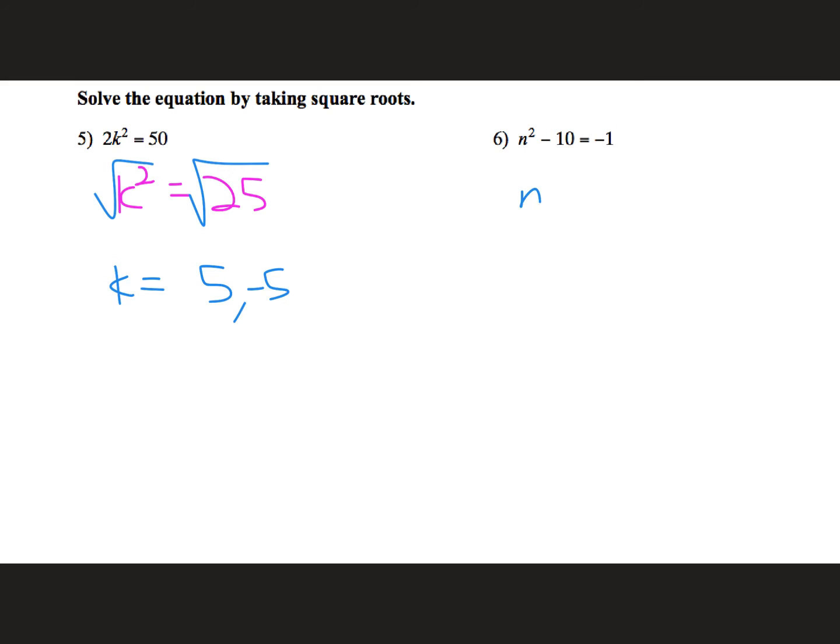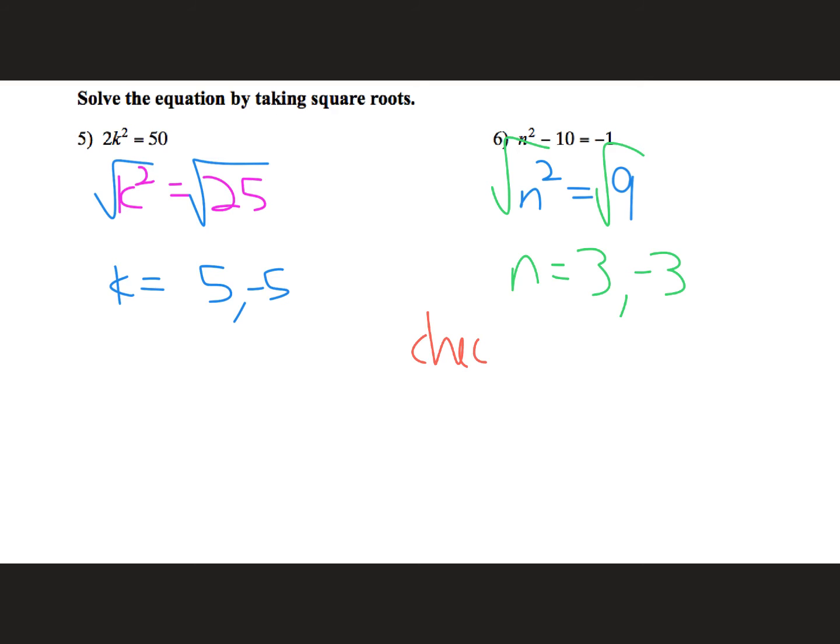Similar idea for the next one. Get the n squared by itself. Do that by adding 10. And then you can take the square root of both sides, just like we did on the other one. So it's going to get 3, but we could also have negative 3, because negative 3 times negative 3 is 9. If you want to check them, you could check them both.